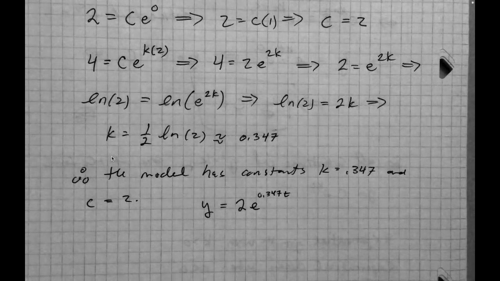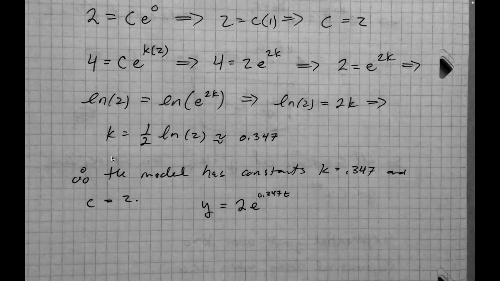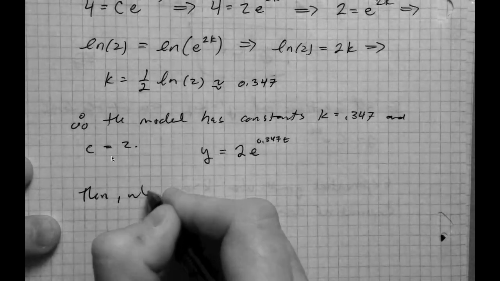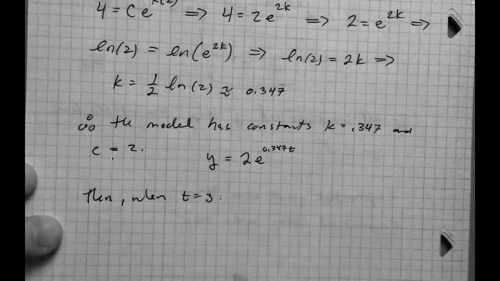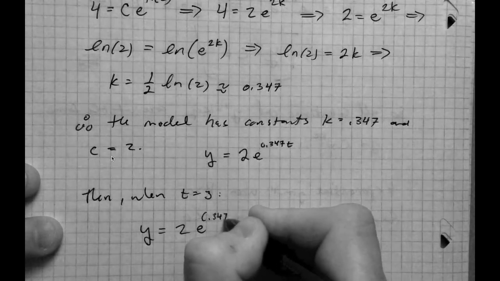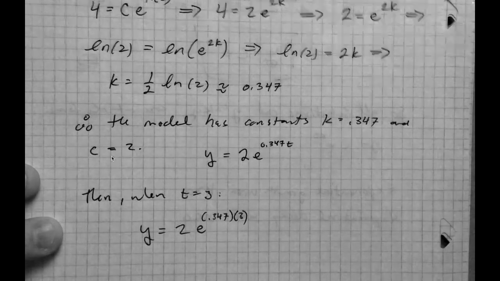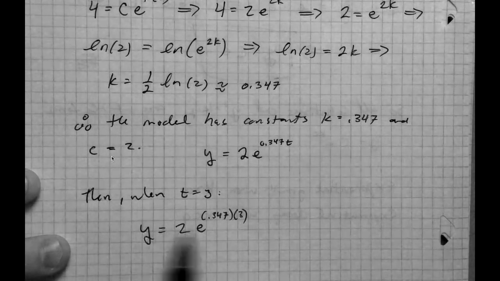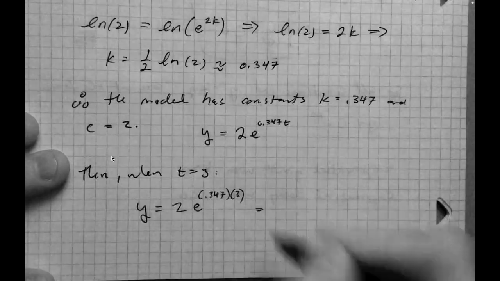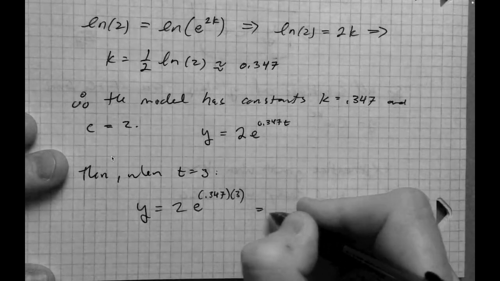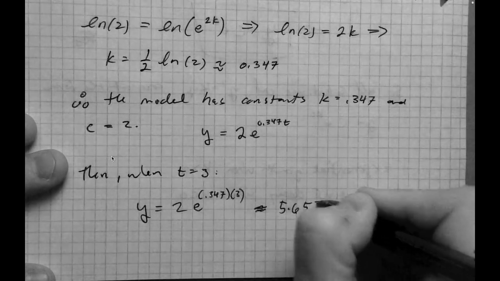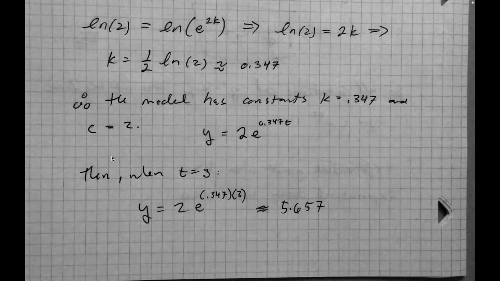Then what happens when t is equal to 3? What is y equal to at time 3? So when t is equal to 3, we have y equals 2e to the 0.347 times 3. We can just plug this into a calculator and figure out exactly what that value is. Having done that already, we see that it's approximately 5.657. Okay, so there you go.